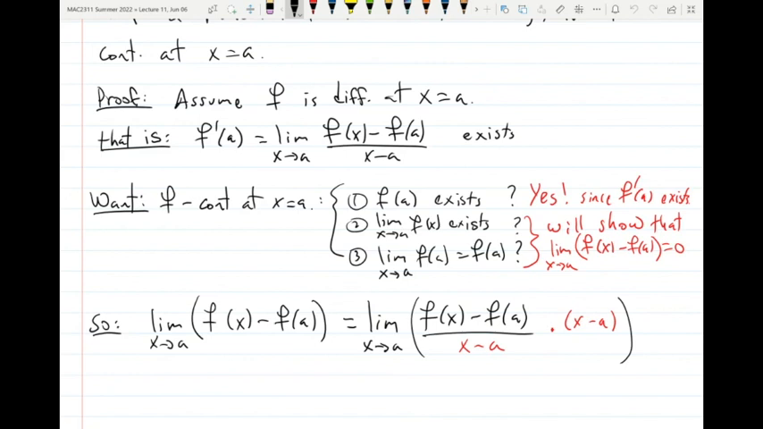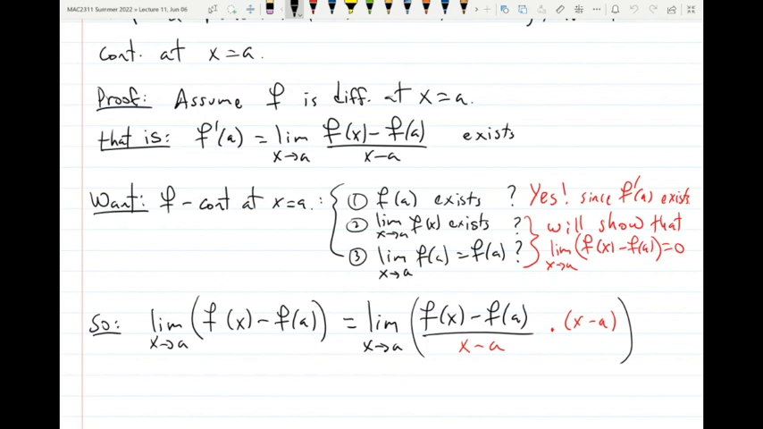We have now a product of two functions. And why did I write it like this? Here's one function, here's another. And as you know, the limit of a product is the product of the limits if each of the limits exists, right? What can we say about this first limit? Does this limit exist? That's exactly our assumption.